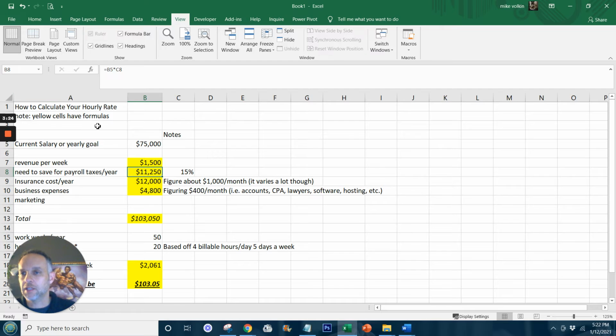So 15% of the $75,000 number, so 75,000 times 15%, means $11,250 is going to Uncle Sam.